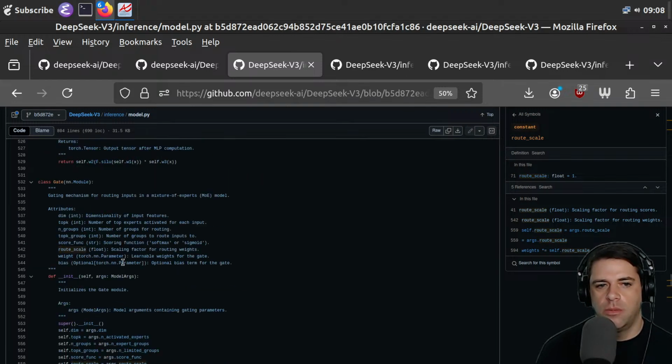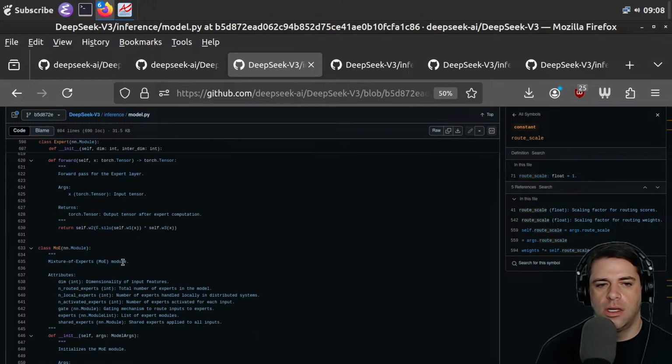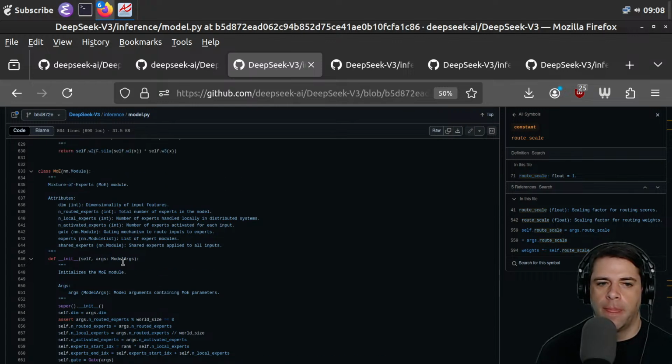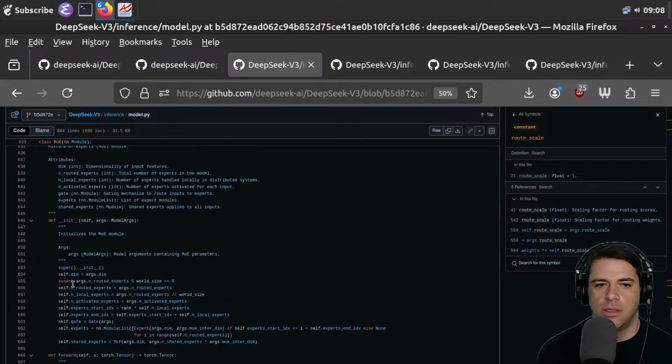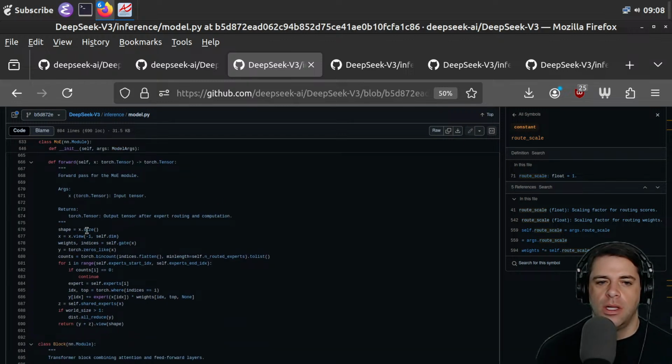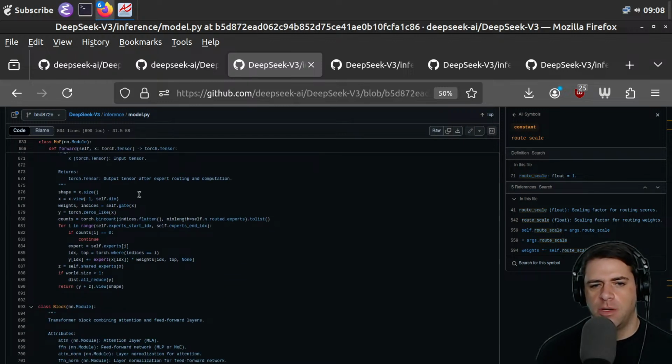Is this not what we saw? What did we see before? We saw the gate. I guess we'll look at mixture of experts. We'll just look at the forward pass, I think. Or maybe not. So we have number of experts, etc. We'll get the shape. Did we already look at this? I don't think so. We're going to apply the gate function to get the weights and the indices.